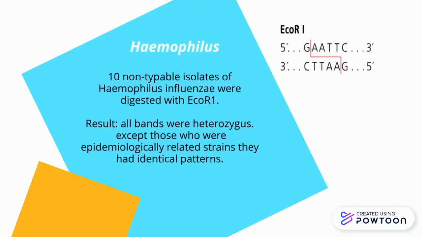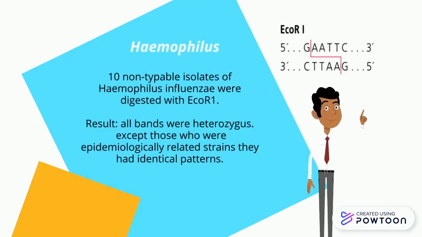EcoRI restriction enzyme was used to distinguish between 10 non-typable isolates of Haemophilus influenzae, and they found that all bands were heterogeneous except those of epidemiologically related strains. They had the same identical pattern.